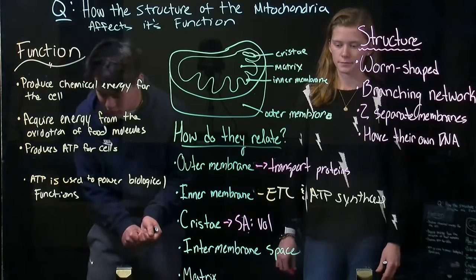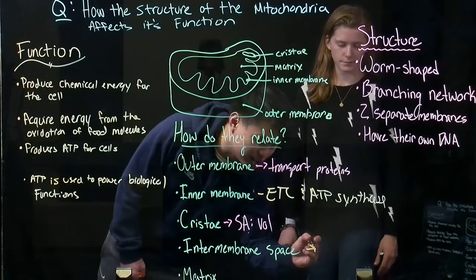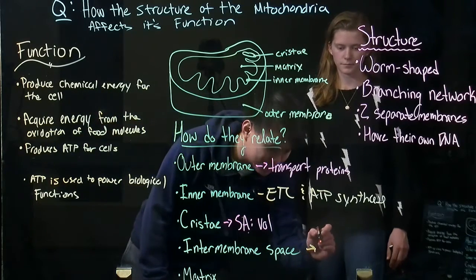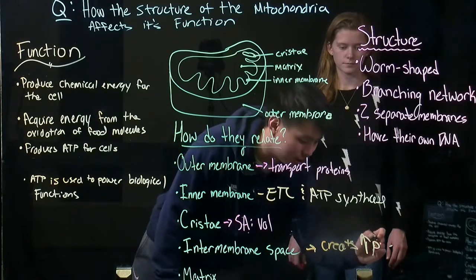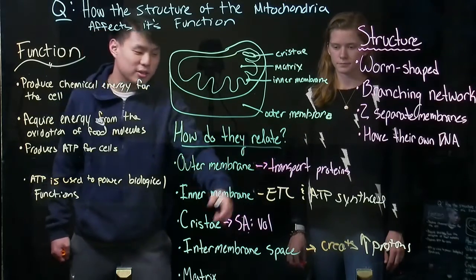So next we have the inner membrane space, which creates an excess of protons in order to power the ETC.